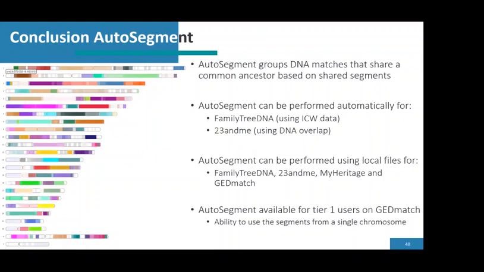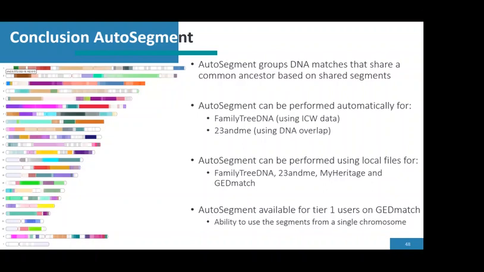The clustering can be done automatically for Family Tree DNA and 23andMe, and using local segment files for Family Tree DNA, 23andMe, MyHeritage, and JetMatch. And since last year, the AutoSegment tool is also available for Tier 1 users on JetMatch. It provides the same look and feel as the analysis on Genetic Affairs, but it has some additional features like the ability to select the segments from a single chromosome and to play around with the minimum SNP levels.